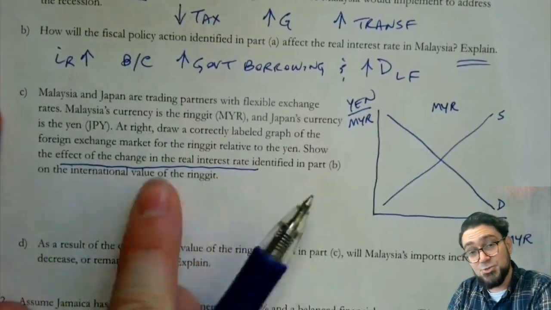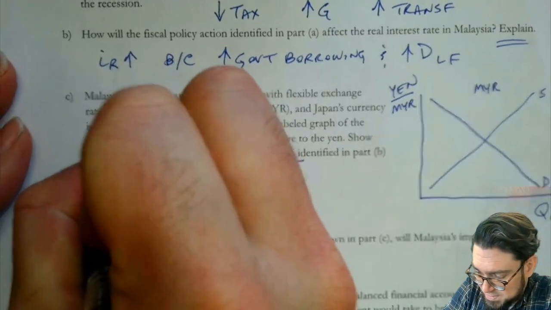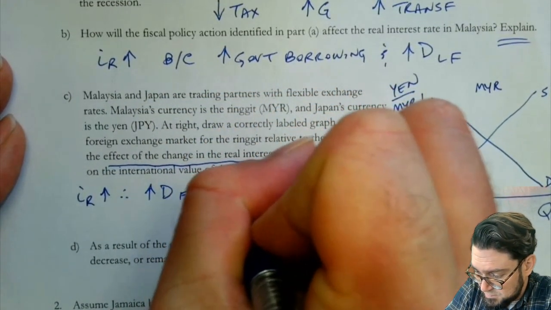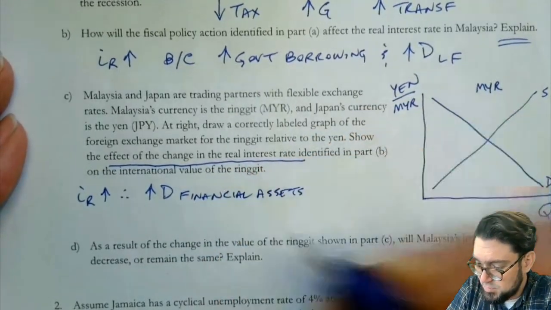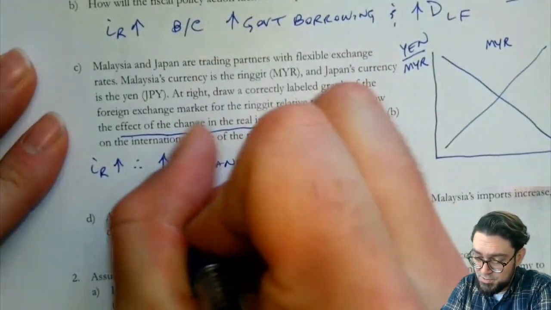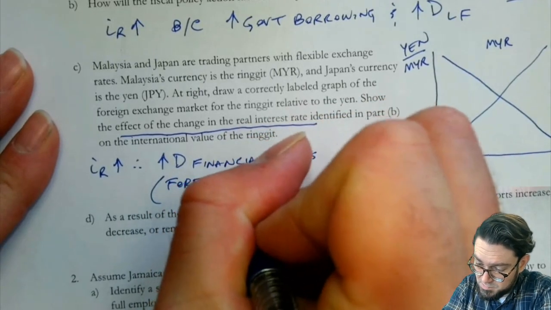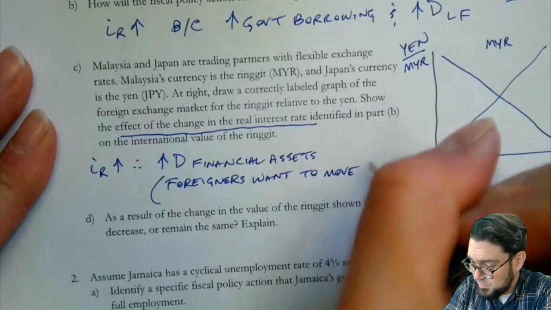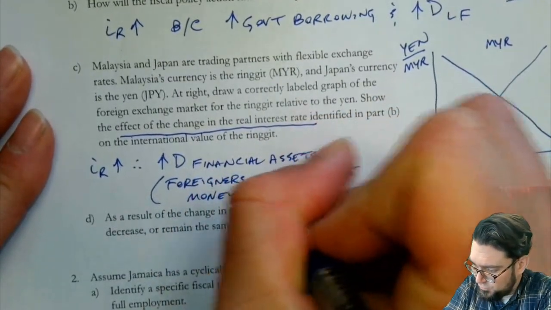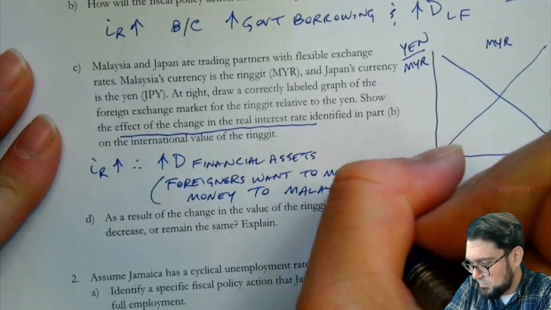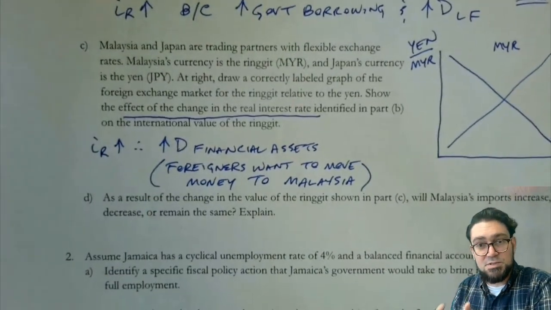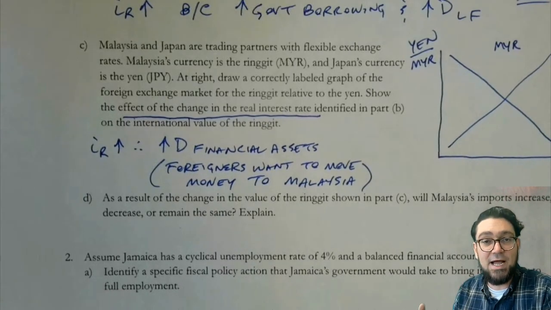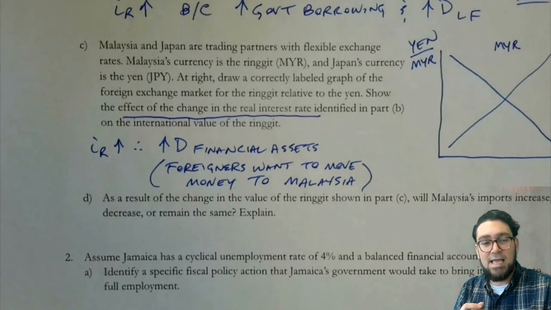Now, as a result of the higher interest rate, right, the interest rate increased. Therefore, there's an increase in the demand for our financial assets, right? In other words, what we're saying is foreigners want to move money to Malaysia. Just to kind of spell that out for us, right? The foreigners are like, gee, the interest rate is so much higher in Malaysia. I would love to save my money in Malaysia and earn that higher interest rate. So the interest rate is attracting capital inflows.